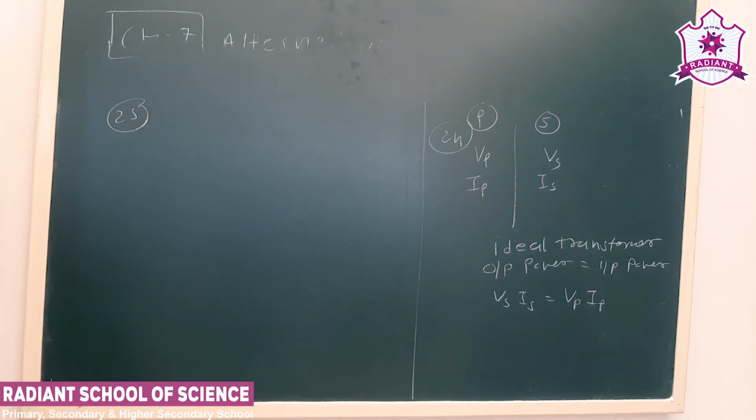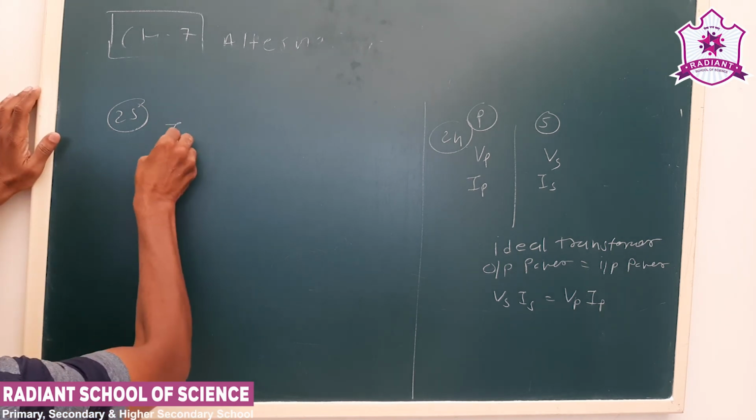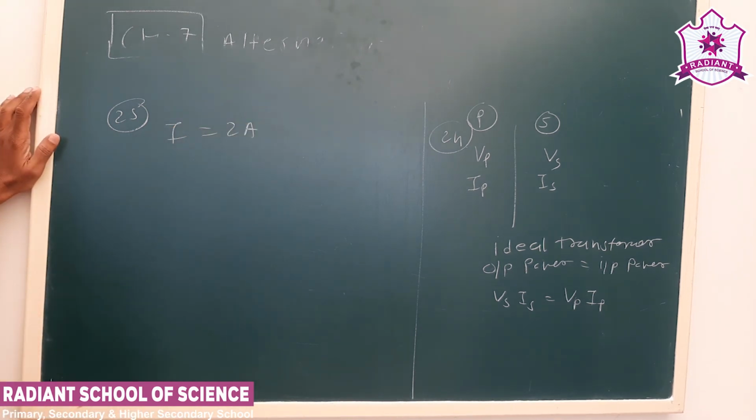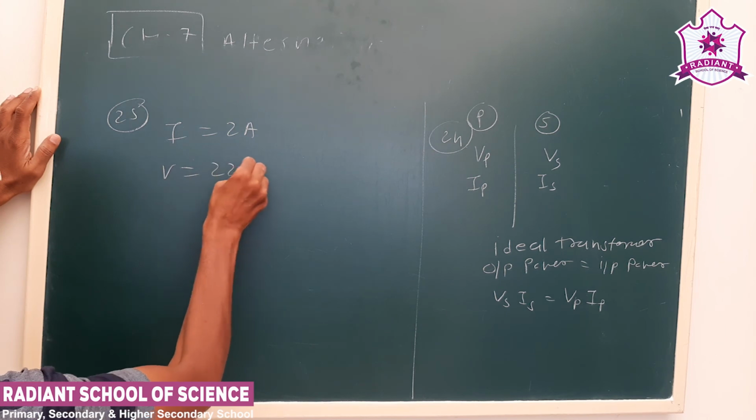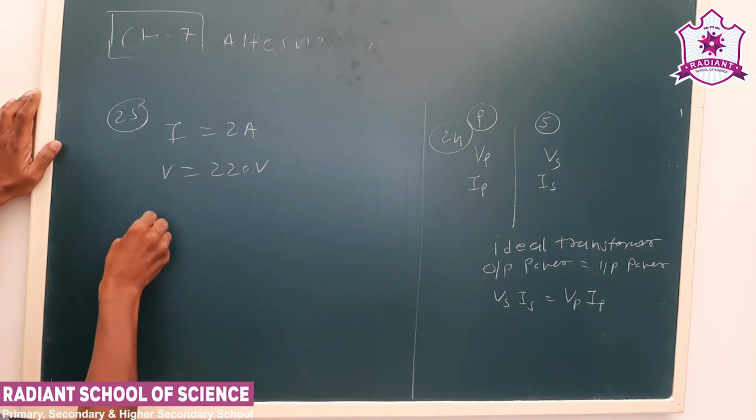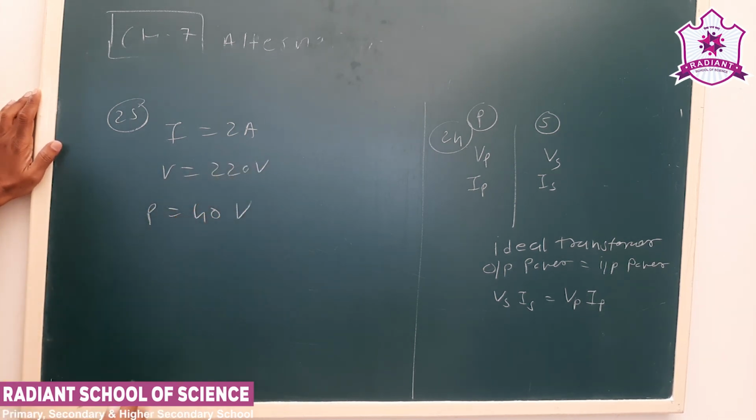Now see the next MCQ, that is MCQ number 25. Here the AC circuit current is given as 2 ampere, voltage is given, and power is 40. What is the power factor?